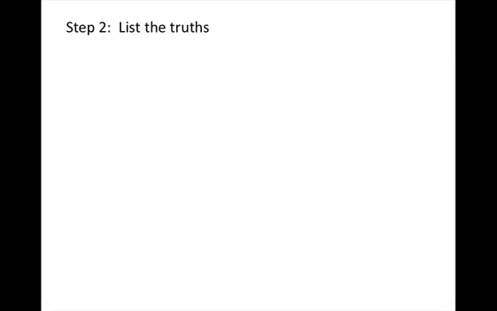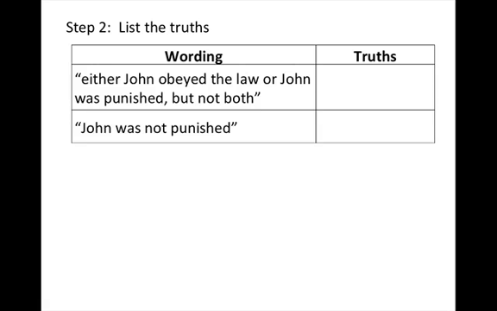Step 2 is list your truths. So go to the sentences from the example. I was told that it was true that either John obeyed the law or John was punished, but not both. And also I was told that it was true John was not punished. So let's look at the first one. John obeying the law was our P. John being punished was our Q. These are connected with an or, but it says not both, so this is the exclusive or. So I'm going to have P or Q, but I've got the exclusive or.